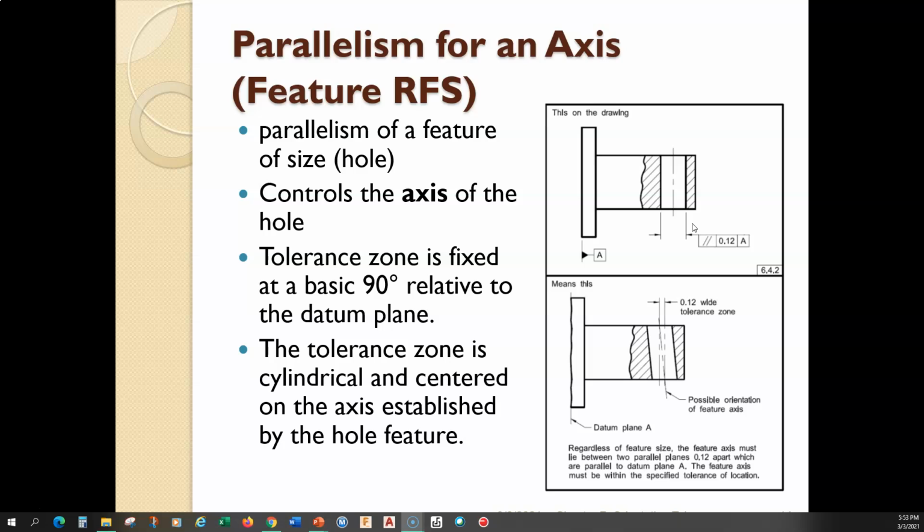Interestingly enough, I'll tell you that I took this figure out of the actual ASME Y14.5 standard. So that's why I'm a little bit alarmed at this. I don't think it's a mistake. I think they're just trying to make it a little bit extra confusing for us. But what this means is that the tolerance zone is two parallel planes, right? Not a cylindrical tolerance zone. There's no diameter symbol there.